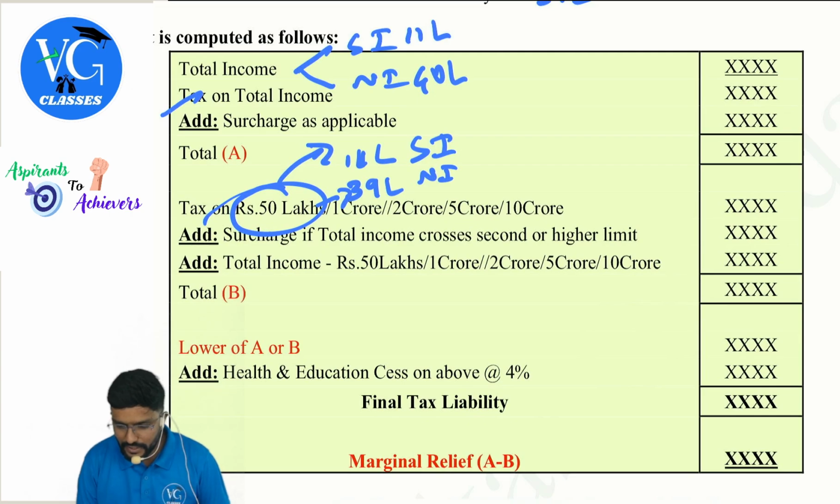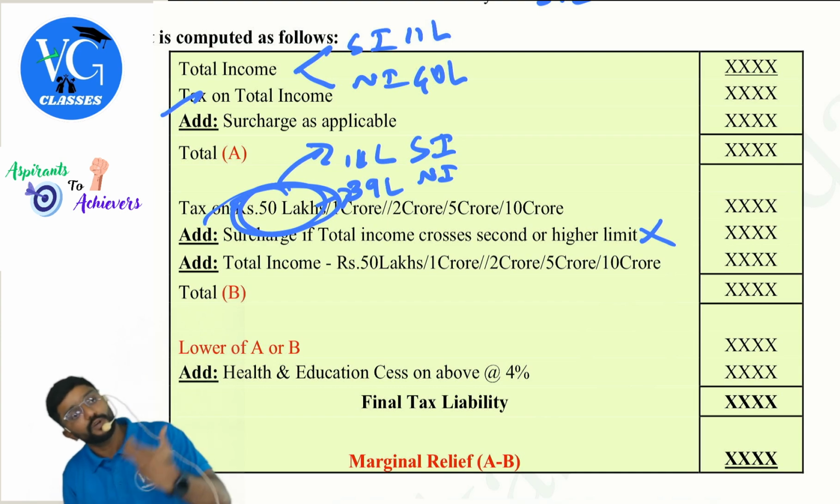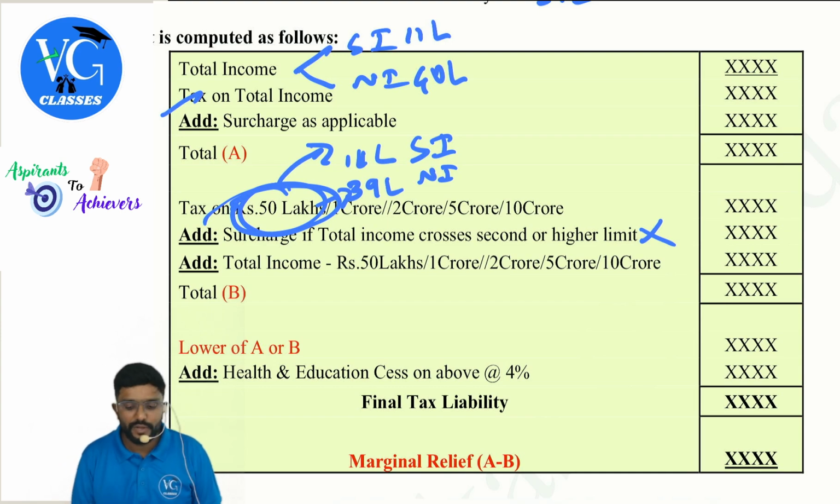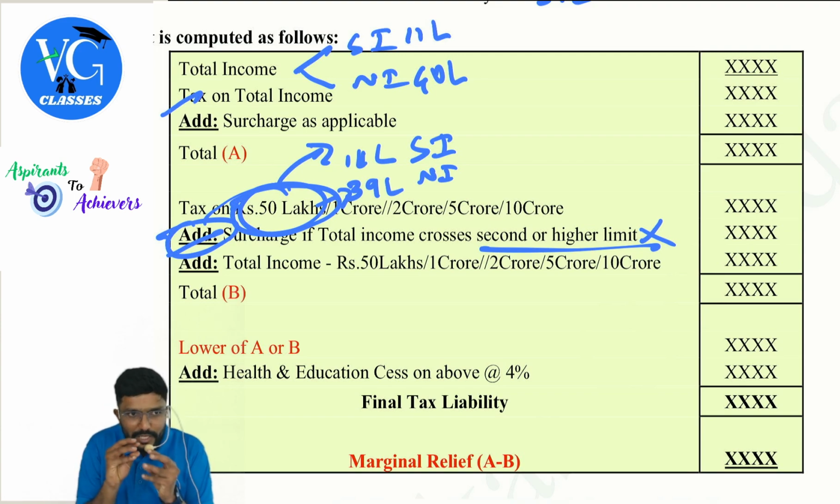Here surcharge will not come, because if your income is exactly 50 lakh, there is no surcharge. Only if it is more than 50 lakh, surcharge applies. Here surcharge will come in the second step only if total income crosses the second or higher limit. If your total income has crossed the first limit, like 50 lakh, surcharge will not come in the second step. Why? Because you will calculate tax on 50 lakh.